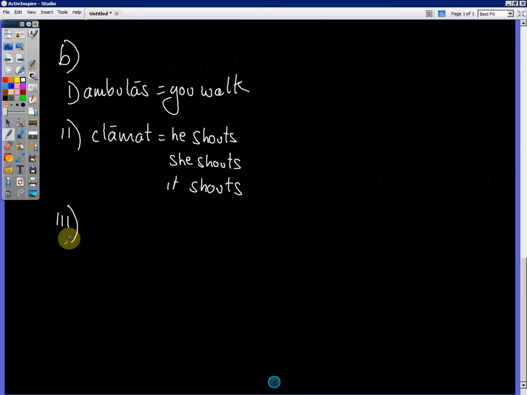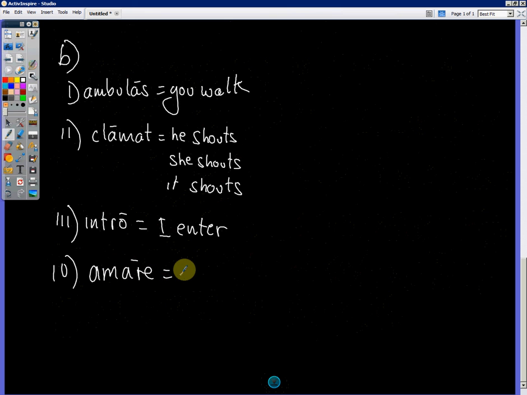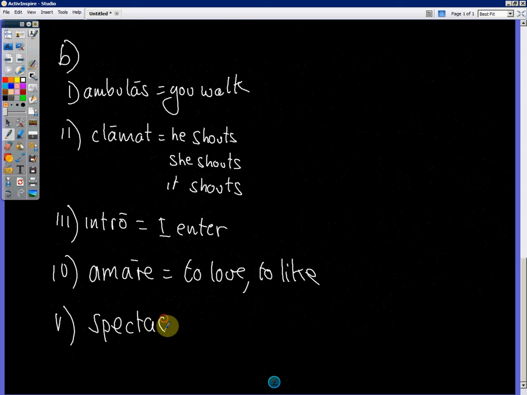Number 3 was intro, nice and easy. Intro means I enter. Number 4 was amare, very easy. Amare means to love. It can also mean to like. Amare also means to like as well as to love. So number 5 was spectas, which is you watch.